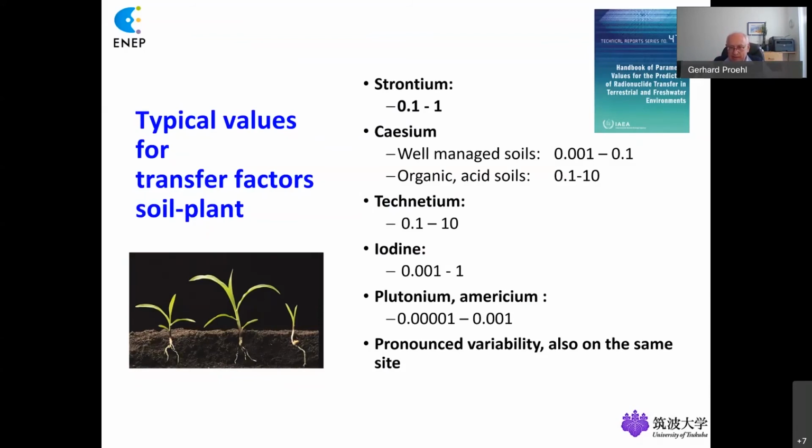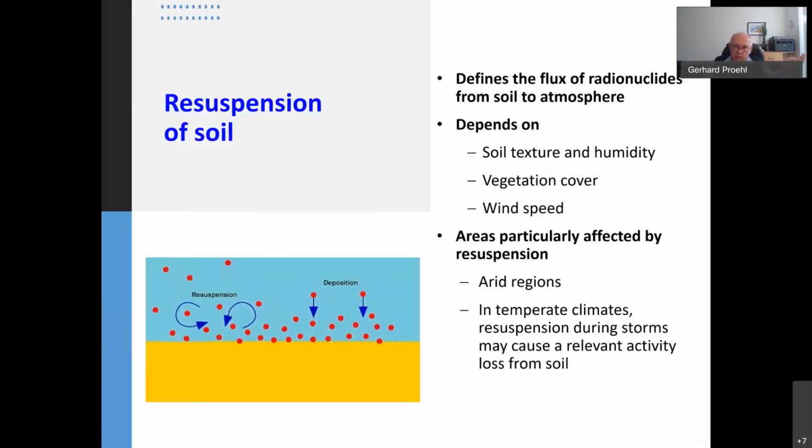In general, as you all may know, there is a wide, pronounced variability of these transfer factors, even on the same site. Another long-term process is the resuspension of soil. The resuspension describes the flux of radionuclides from soil to the atmosphere, and it depends on the soil texture, vegetation cover, and the wind speed. The higher the wind speed, the more resuspension you have.